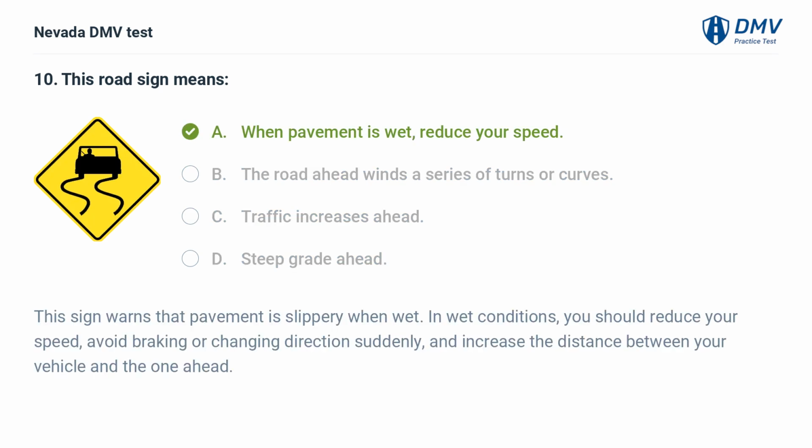A. When pavement is wet, reduce your speed. This sign warns that pavement is slippery when wet. In wet conditions, you should reduce your speed, avoid braking or changing direction suddenly, and increase the distance between your vehicle and the one ahead.